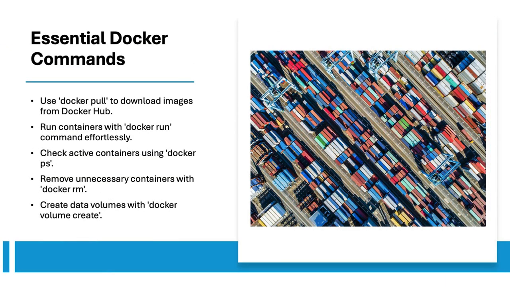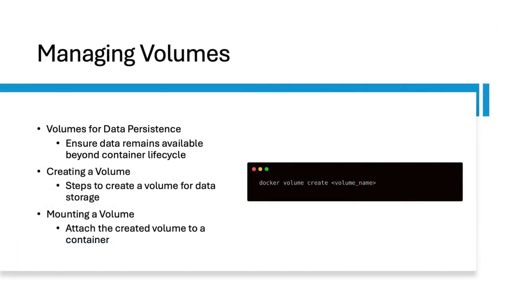Here are some essential Docker commands crucial for managing containers effectively. Key commands include docker pull for downloading images, docker run for launching containers, and docker ps to list active containers. Additionally, learn how to remove containers using docker rm and create data volumes with docker volume create. Become familiar with these commands. This will enhance your Docker proficiency and experience.